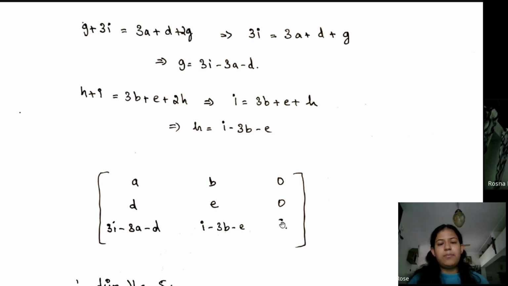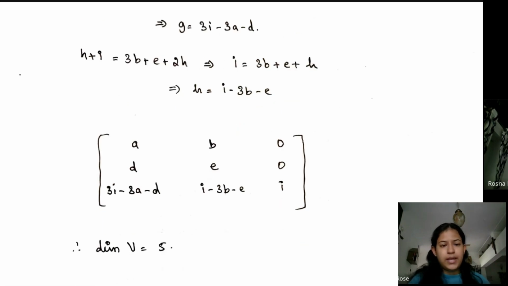So what are the number of variables here? So I have A, B, D, E, and I. So there are 5 variables which we want to consider. So the dimension of V equal to 5.